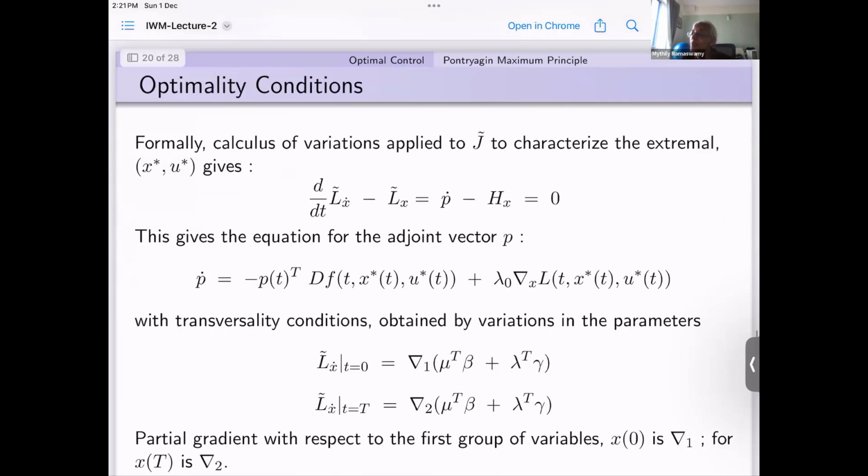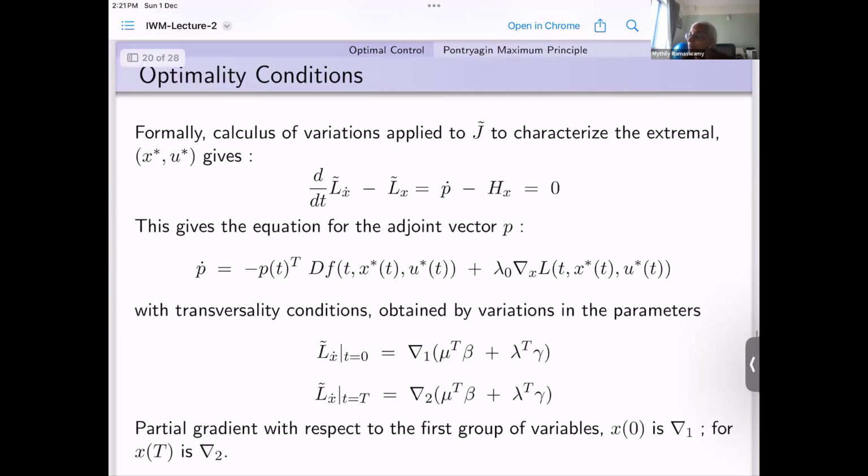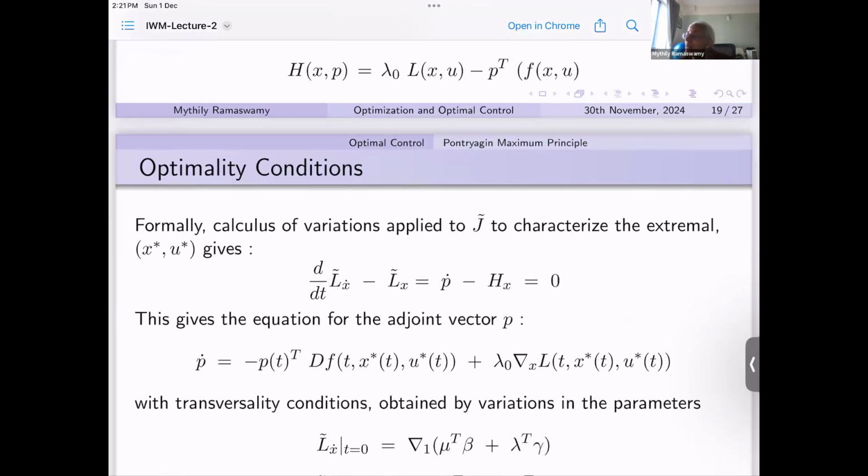And that gives me, if I expand H_x, H differentiated with respect to x, there is a lambda naught gradient_x L, all this evaluated at the optimal pair x star, u star. And there is also P transpose f(x,u) that has to be differentiated with respect to the variable x.